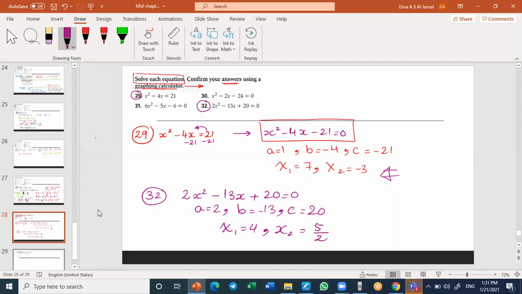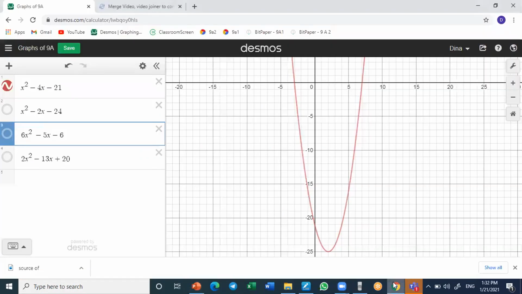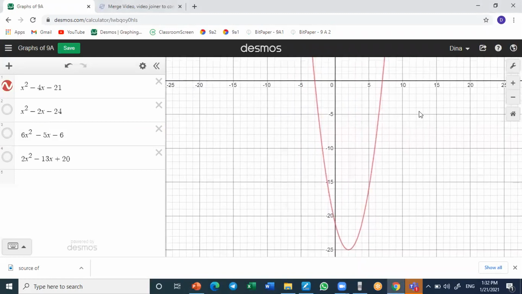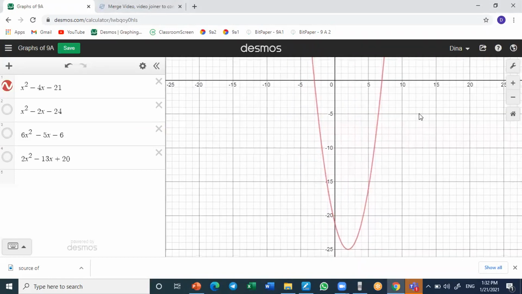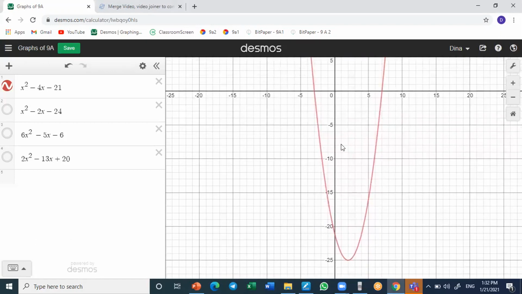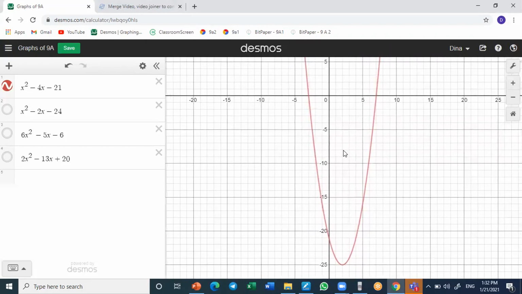Now, the rest, please solve it alone. And again, whether you solve it using factorization or the calculator method, you are free to do whatever you would like. So let me show you what it means to graph it in the calculator. One of the graphing calculators, the online ones, is Desmos. Another one is GeoGebra.